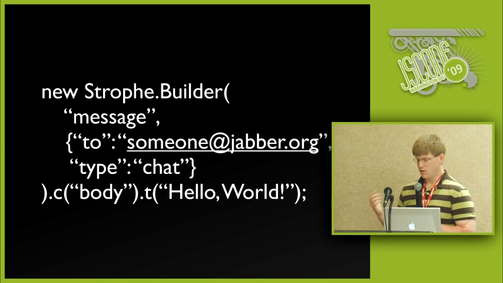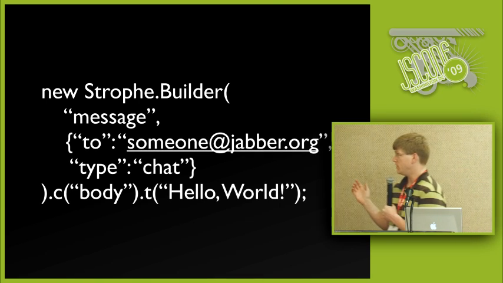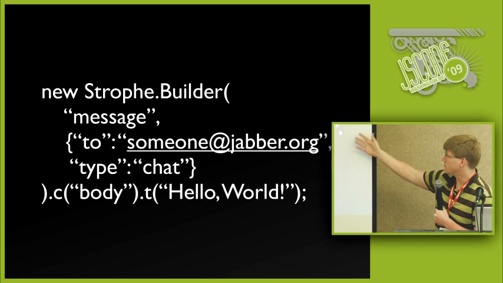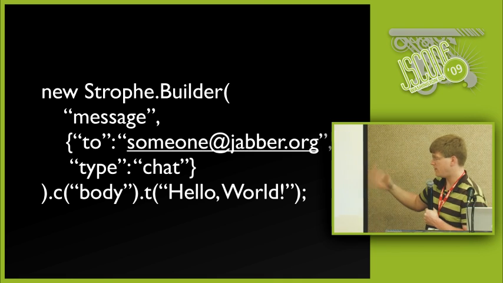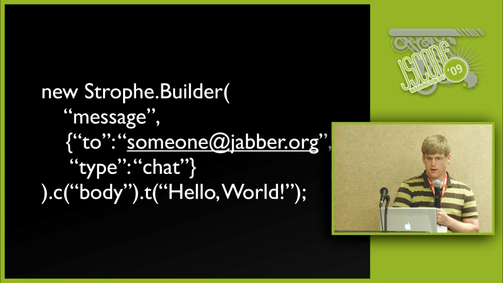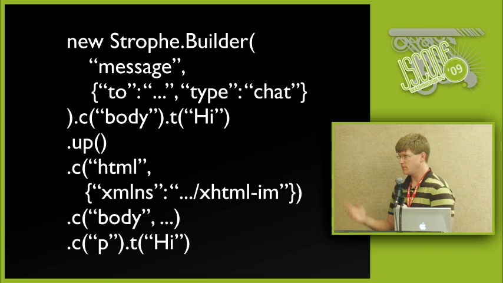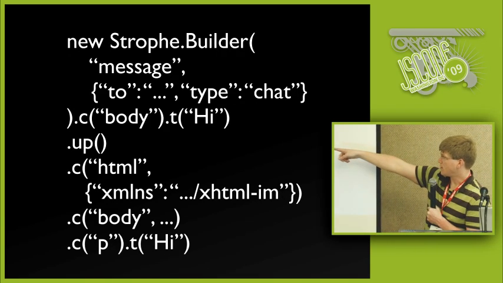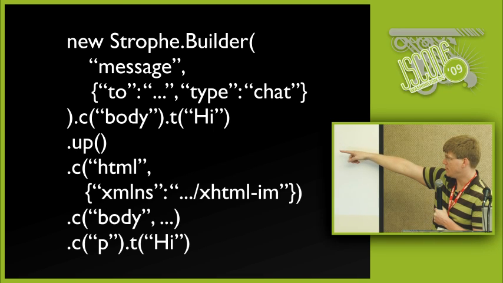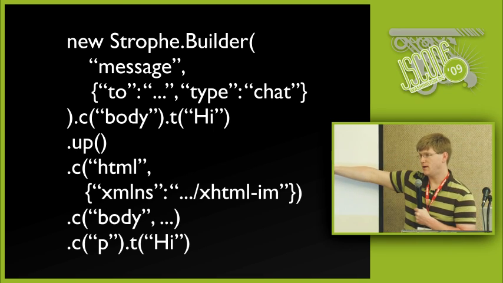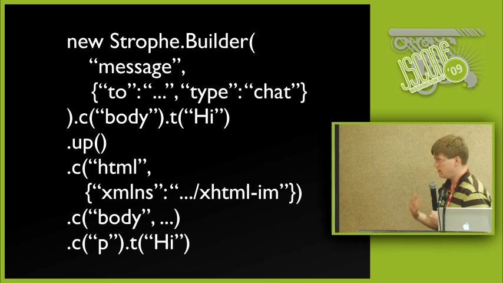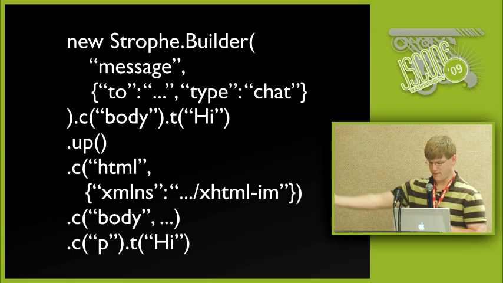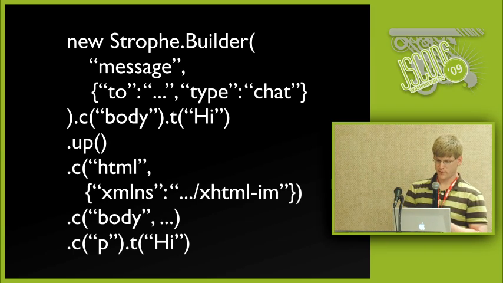This is building a message very similar to the one that we saw earlier. So we create a message, we send it to somebody, it's type equals chat, we create a child of type body, and within that child we create a text node of hello world. Here's a slightly more complicated one. This one is the same as the one we just saw, except that I go back up the stack and I make an HTML child, which uses the XHTML-IM specification, which is a way to send HTML messages over in your XMPP messages. And then I make a body tag and P and have hi.